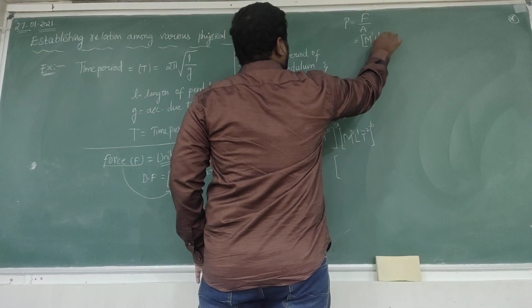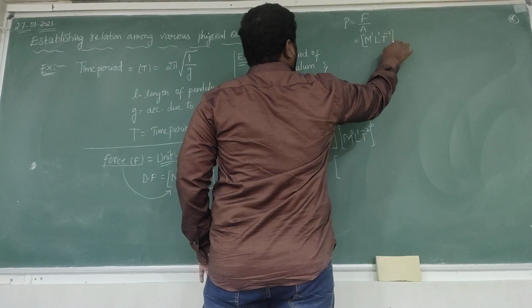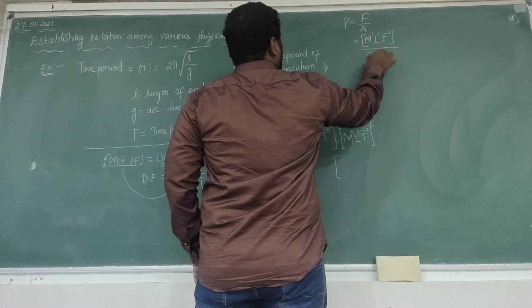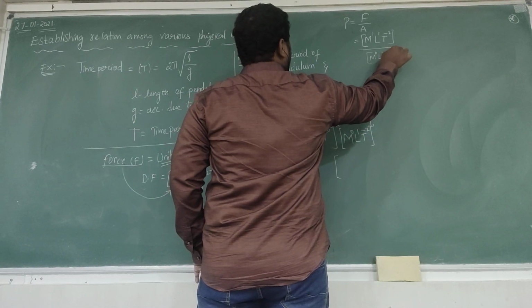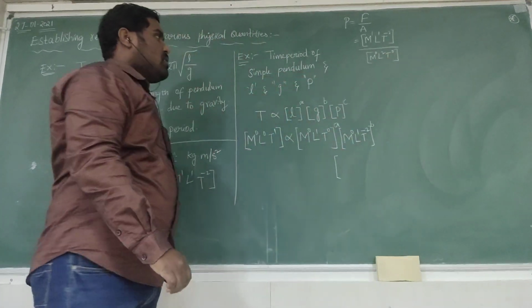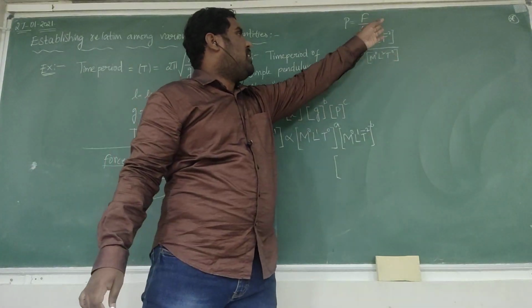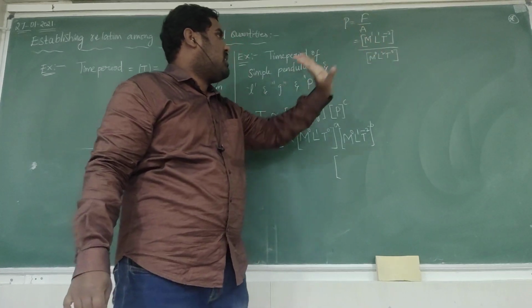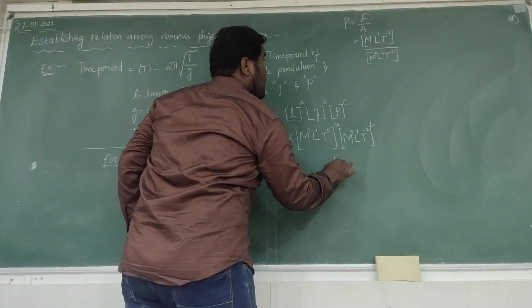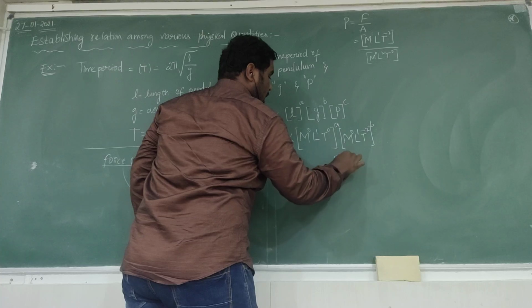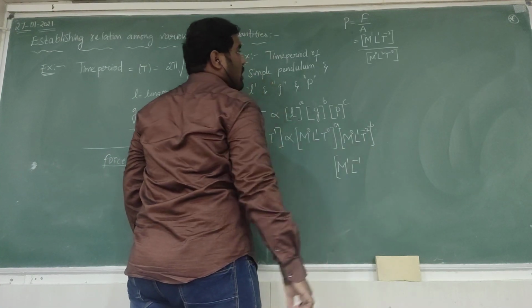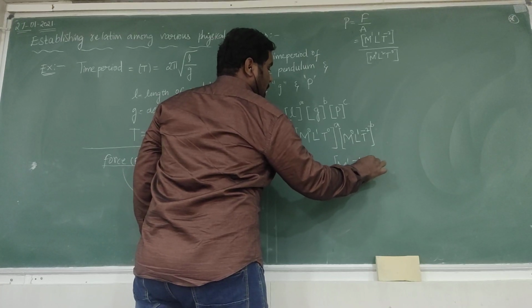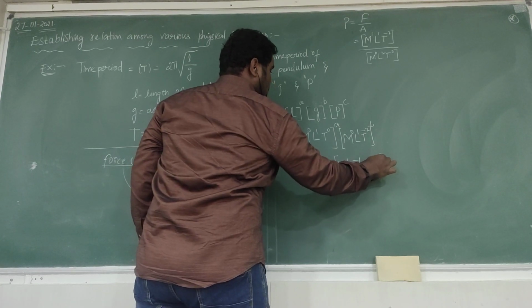M1 L1 T minus 2 divided by area is M0 L2 T0. So just send it to the numerator. Only the L term is going to be changed. The remaining both terms are same. So therefore pressure will be now M1 L minus 1 T minus 2 whole power C.